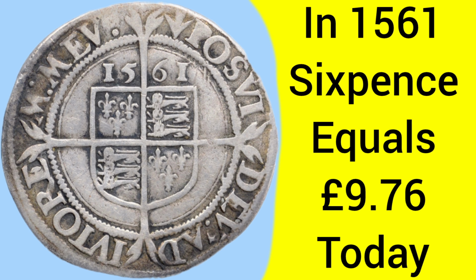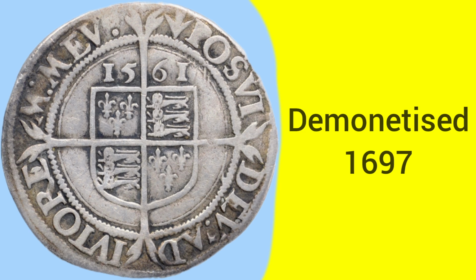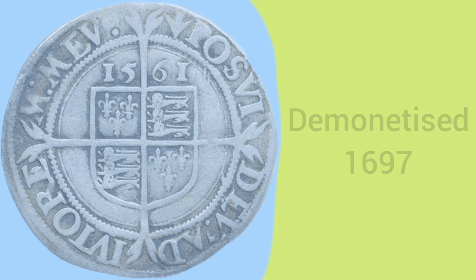Back in 1561, a sixpence would have equalled £9.76 in today's money, so worth almost as much as a £10 note today for just 6p back then in the Elizabethan era. The coin was demonetised in 1697 under the Great Recoinage of William III and the demonetisation of all hammered coins.